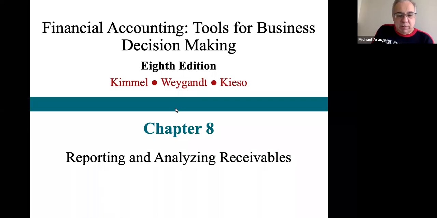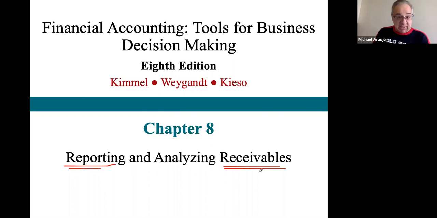All right, so welcome to your tour of Chapter 8, which focuses on receivables. We're going to be finding out how companies report their receivables, which of course are an asset account, and so it's going to be on the balance sheet. So they have to go through a few things in order to report them. And then the chapter ends with some more financial analysis.